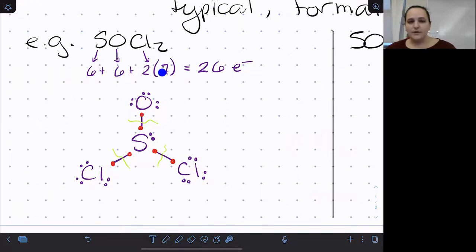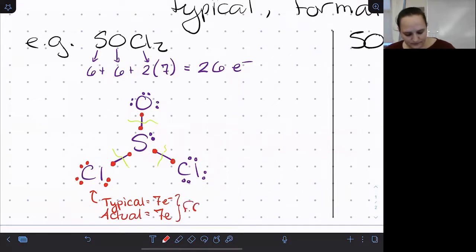So we already know what's normal for each of these elements. So my 2 chlorines are the same. Our typical number of valence electrons is 7. In this compound, we have 1, 2, 3, 4, 5, 6, plus the bond makes 7. So our actual is also 7. So my formal charge is equal to 0, and that applies to both of the chlorines because their electron arrangements are the same. They each have 3 lone pairs plus a bond, so it's going to work out to be the same thing.